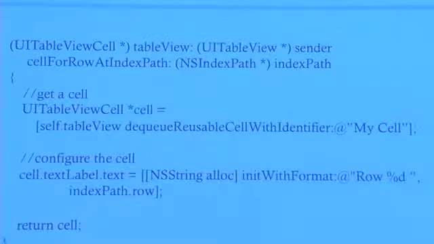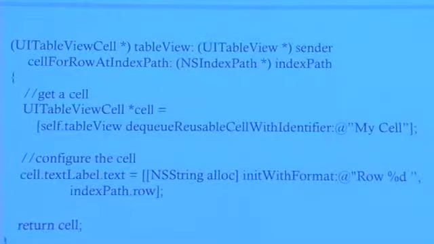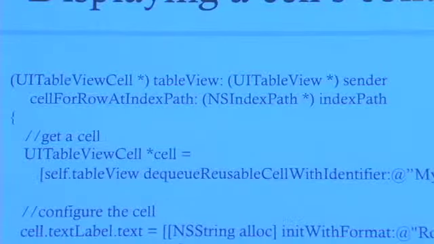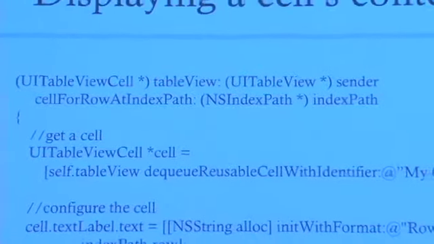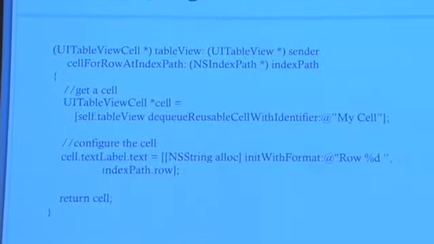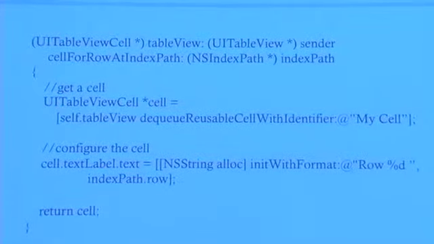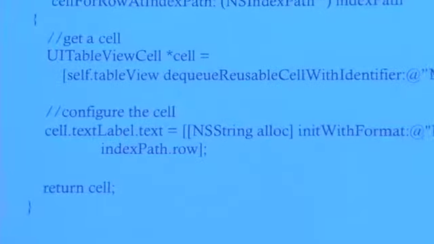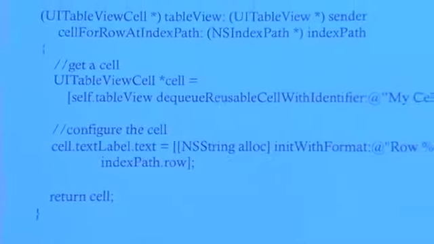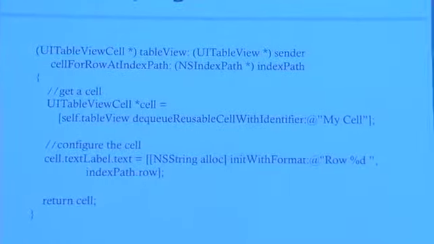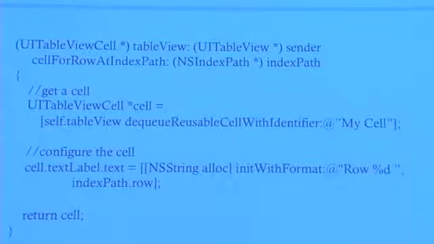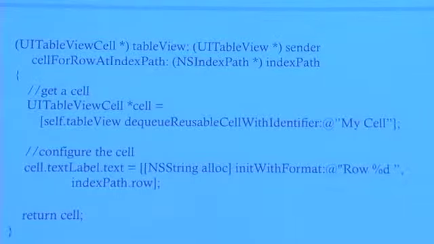So this method is passed this parameter, indexPath. This index path is a simple object. It's an NSIndexPath object, and that has 2 NSInteger properties, one of which is section and the other of which is row. To get the row, it's just indexPath.row, and to get the section, it would be indexPath.section. After you've got the cell configured, you return it, and that's how you're going to display the cell that goes in that row.